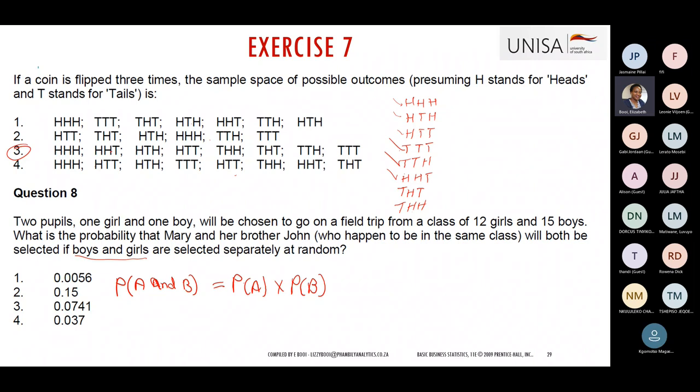Or we can say that now, we need the probability of a boy and a girl, which will be the probability of a boy times the probability of a girl. Now, what is the probability of a boy? There is only one girl and one boy that needs to be selected. So that will be 1 over 15 for the boy, multiplied by 1 over 12 for the girl. There should only be one selected, and there are 12 girls. Which is equal to 1 divided by 15, which is 0.06666.